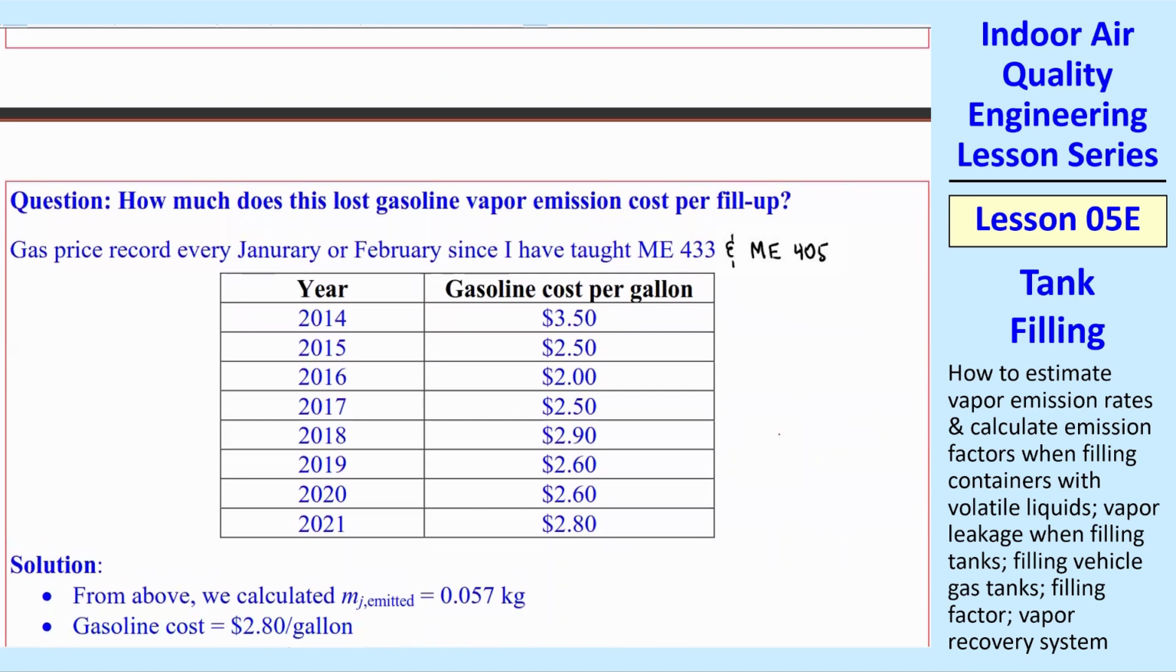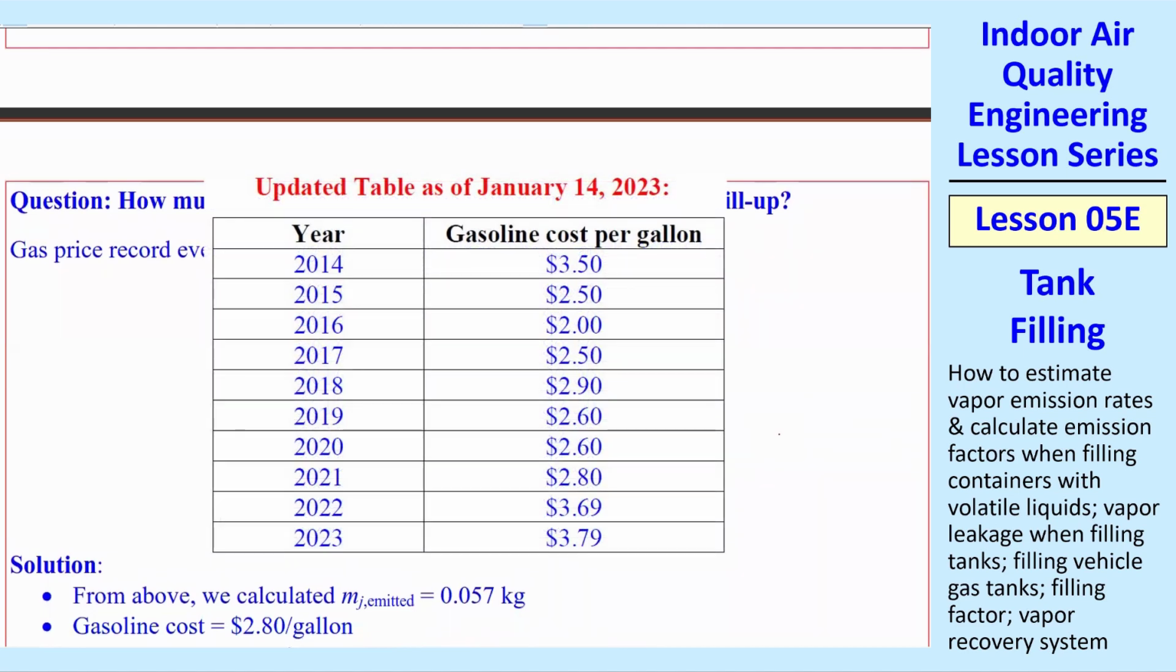So how much does this actually cost? How much does this cost in dollars per fill up? I've been teaching this course since 2014, every spring, and every year I keep track of the average cost of gas. So you can see in 2014, it was pretty expensive, $3.50 a gallon. It went down to $2.50, $2 in 2016, and then it kept fluctuating around there ever since.